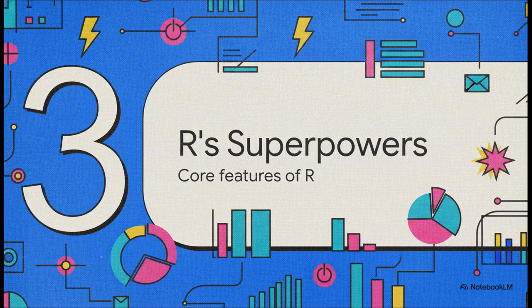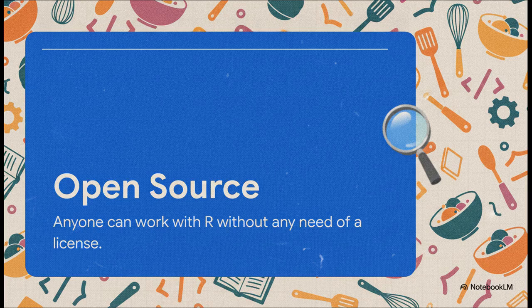Section 3. R's superpowers explained. First and absolutely foremost, R is an open-source programming language. But what does that actually mean for you? Going back to our analogy, it basically means R is a totally free community kitchen. Anyone in the world can just walk in and start cooking. No paid software license required. You have complete, unrestricted access to the entire ecosystem right from day one.